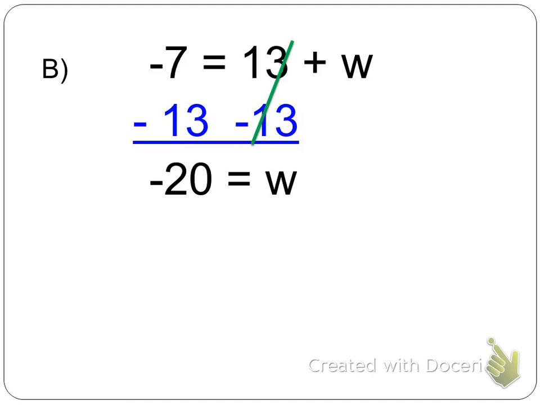Okay, so a lot of people will stop there, but I don't want you to do that. I want you to rewrite this always with the variable in the front, okay? Don't tell me negative 20 equals w. Tell me w equals negative 20, all right? Raise your hand if you have any questions.